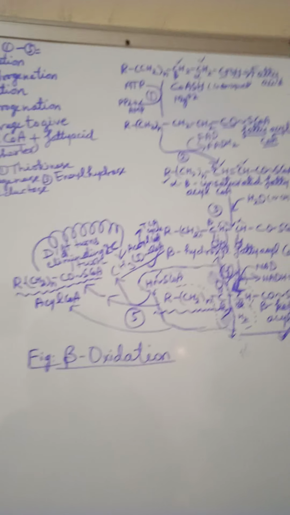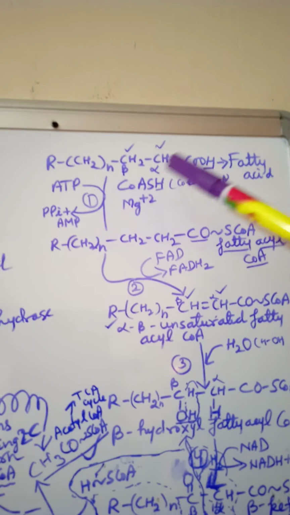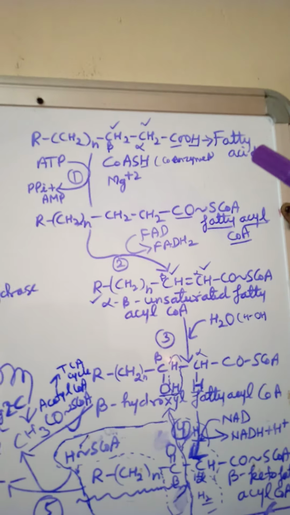So that fatty acid, you could see here, undergoes oxidation via different steps. We have many types of oxidation for fatty acids, whether saturated or unsaturated, like beta oxidation in mitochondria, alpha oxidation in endoplasmic reticulum or peroxisomes, and omega oxidation in endoplasmic reticulum or microsomes.